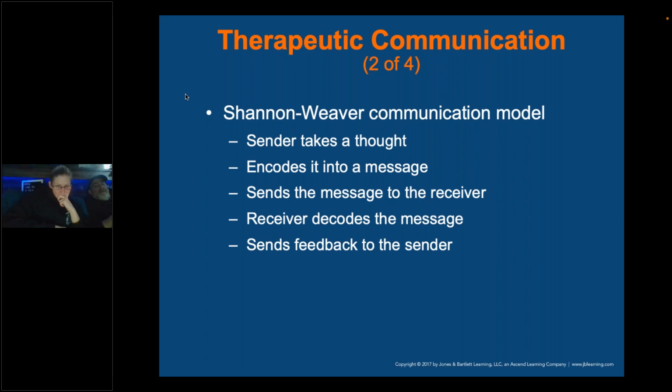What does the pain feel like? Is it a sharp pain, dull pain? Is it a pressure? Does it radiate anywhere? On a scale of 0 to 10, how bad is the pain at this point in time, or the pressure? And you can keep going more and more detailed into your assessment. What's happening is I'm now coming up with a thought, I'm encoding it, and then sending it to the receiver.